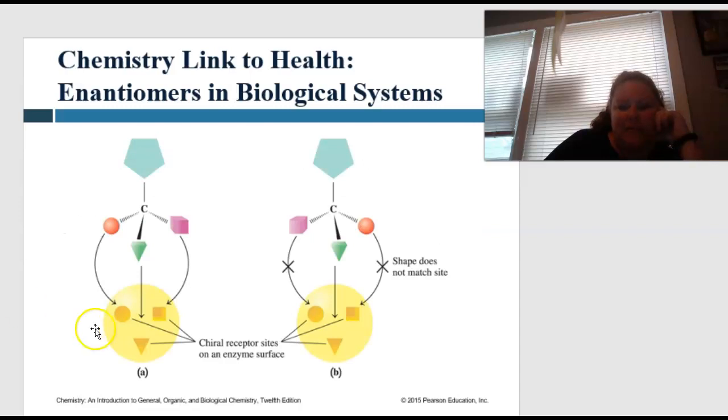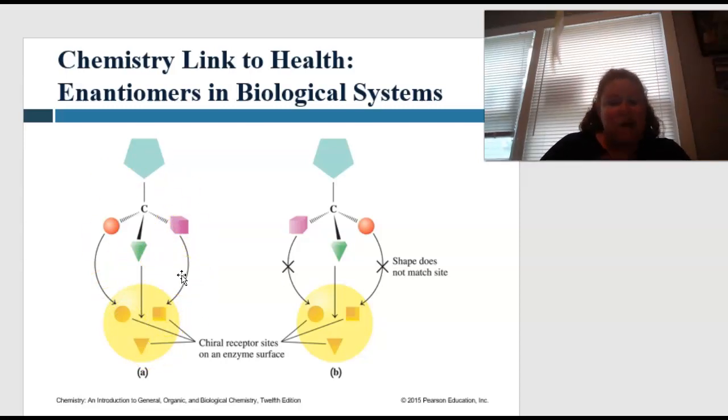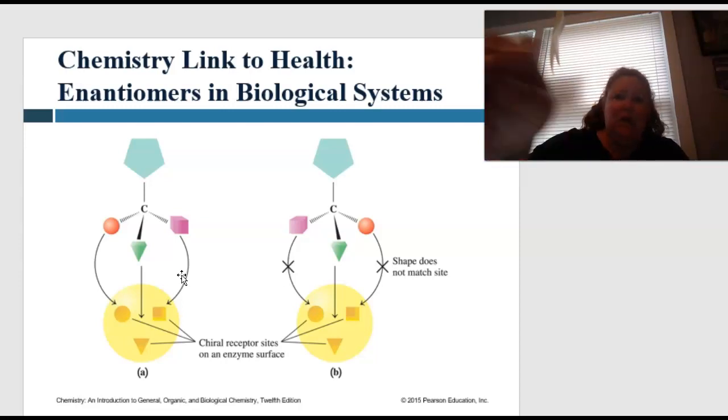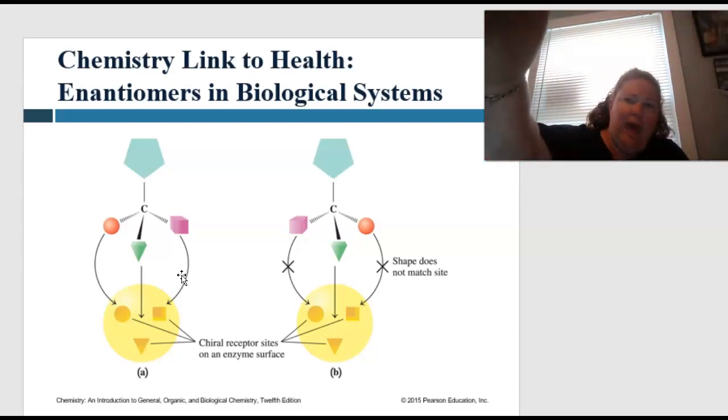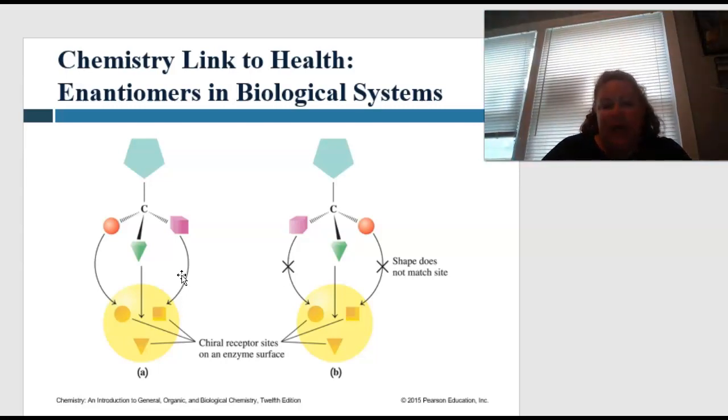Well, if we look at this fun picture, you can see that we have the chiral receptors on the enzyme surface here. But as you know from A&P, enzymes are all about shape. So if the shape does not match the site, well, then it's not going to work. Okay, so you see how the square's on the left here, and a square won't fit into a circle, the circle won't fit into a square. But on this guy over here, the circle will fit into the circle, and the square will fit into the square. So enzymes are all shape related. If it's the wrong shape, it's not going to bind, it's not going to do that reaction, and we're not going to be able to have what we were looking forward to happen.